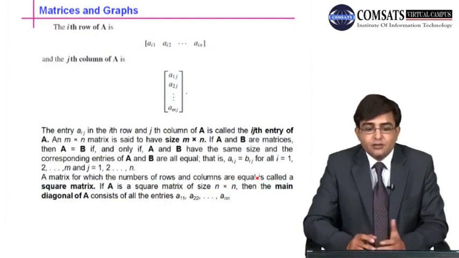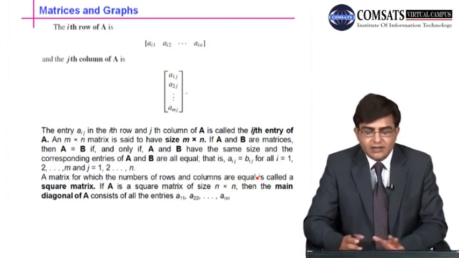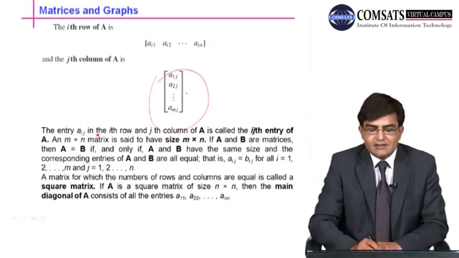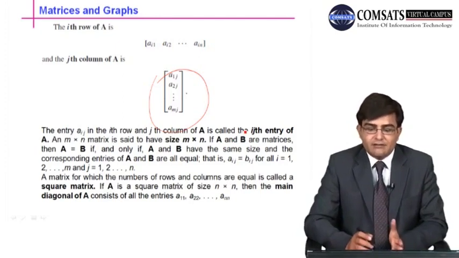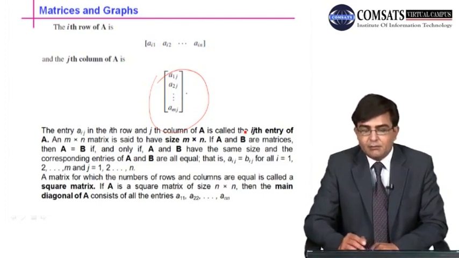So the ith row of A is this. The ith row could be the first, second, third, fourth, any row, and the jth column of A is given by this. The entry Aij is in the ith row and jth column of A, and is called the ijth entry of A. A matrix M by n is said to have size M by n or M cross n, and any two matrices A and B are equal if and only if, first of all, they have the same size M by n, for example 2 cross 3 and 2 cross 3.